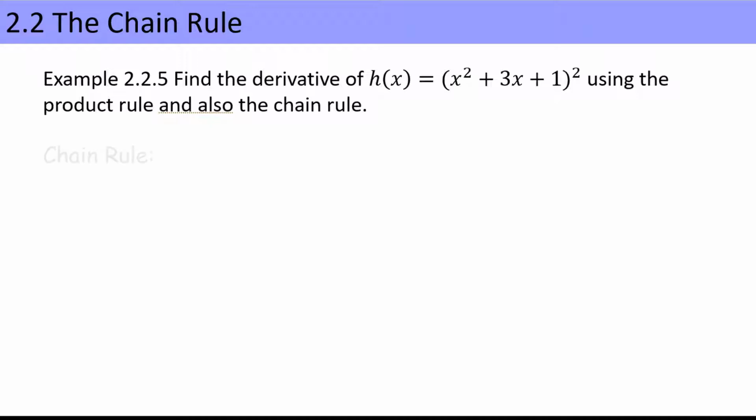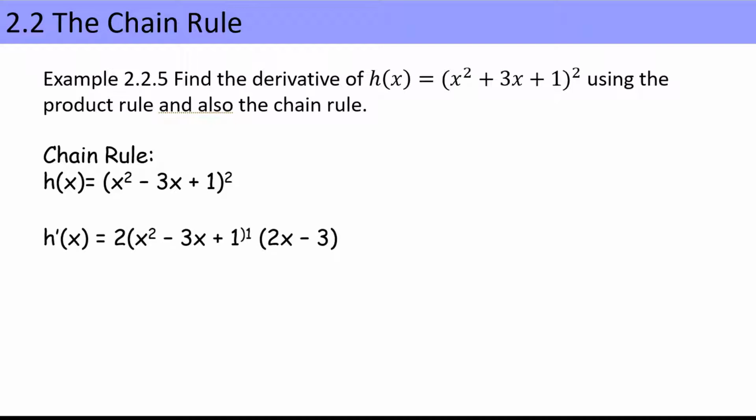Now let's use the chain rule to find the derivative of h of x equals the quantity x squared minus 3x plus 1 squared. The chain rule tells us, so we have h prime of x equals, we bring down the power of 2 to the front. So we have 2, and then the inside function, which is x squared minus 3x plus 1, stays the same, and we raise that to the power of 1, because 2 minus 1 is 1. And then now take the derivative of the inside function, and the derivative of the inside function is 2x minus 3.